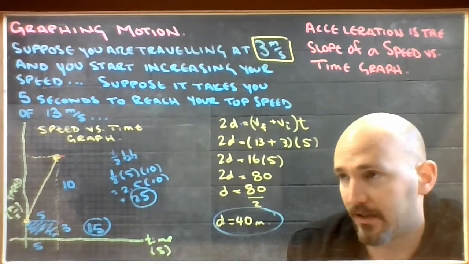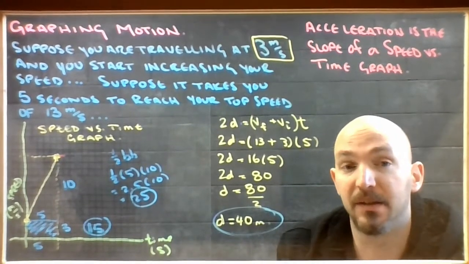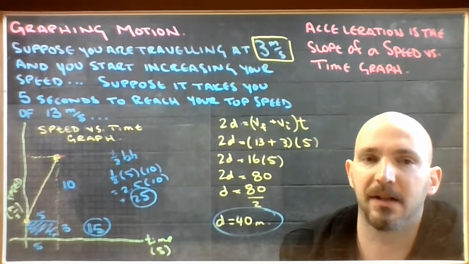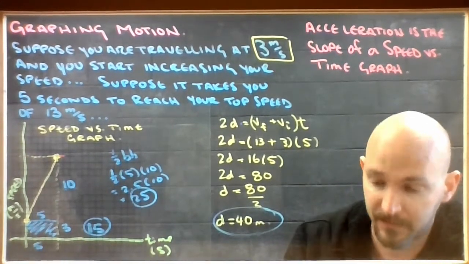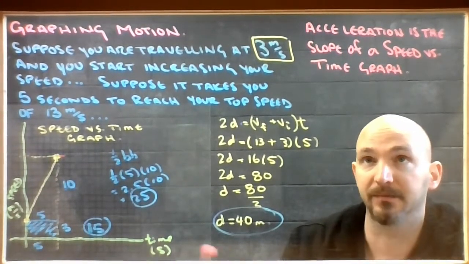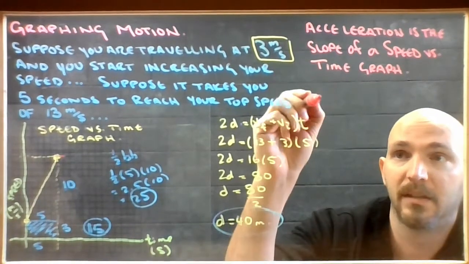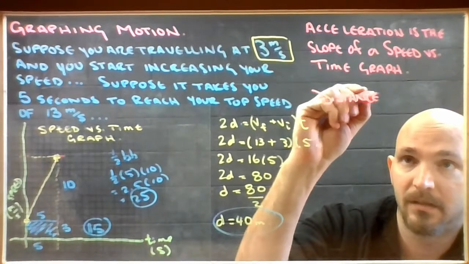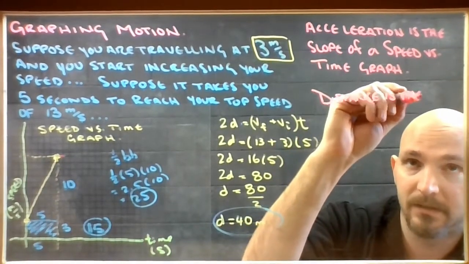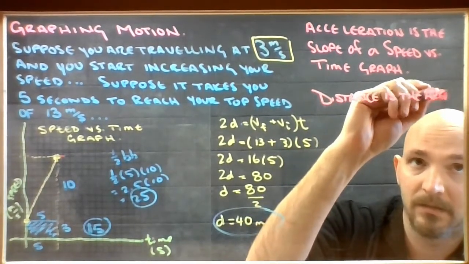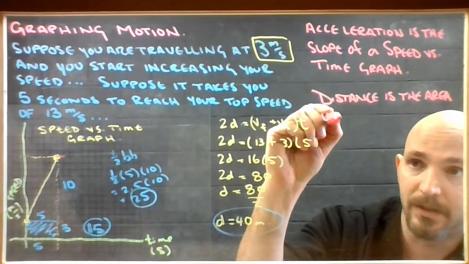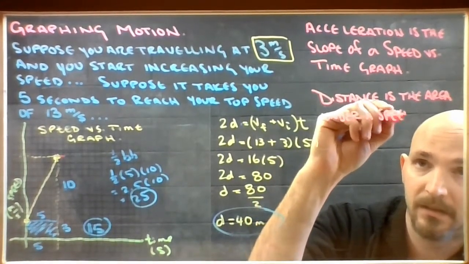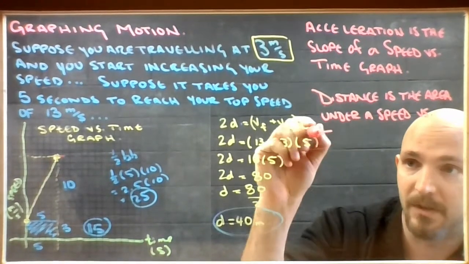So what I've got showing there is that the distance you've traveled is the area underneath of a speed versus time graph. Let me write that down. Distance is the area under a speed versus time graph.